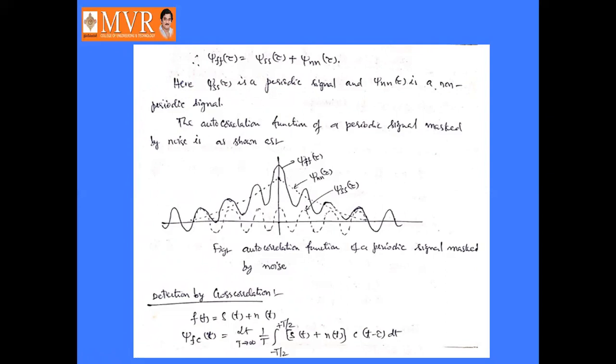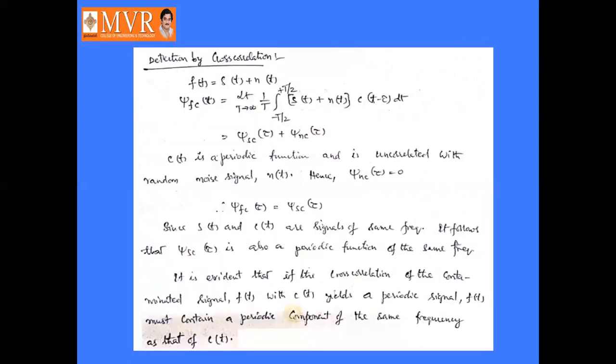Next, we will see the detection by cross correlation. So f of t is nothing but S of t plus n of t. We have to find J_fc of tau, which is equal to limit T tends to infinity 1 by T into integral from minus T by 2 to plus T by 2 of f of t, which is S of t plus n of t, into C of t minus tau dt.